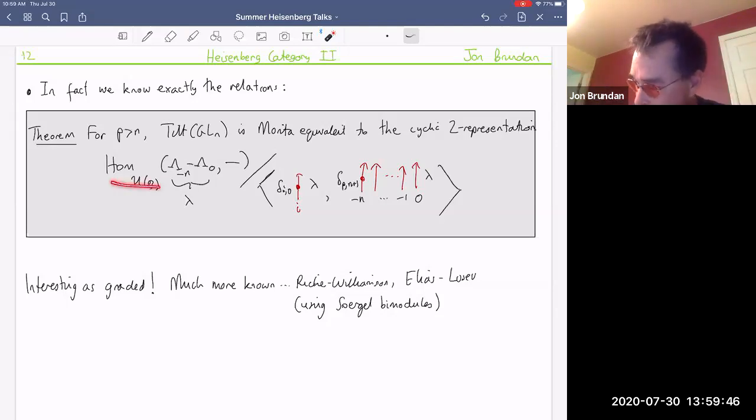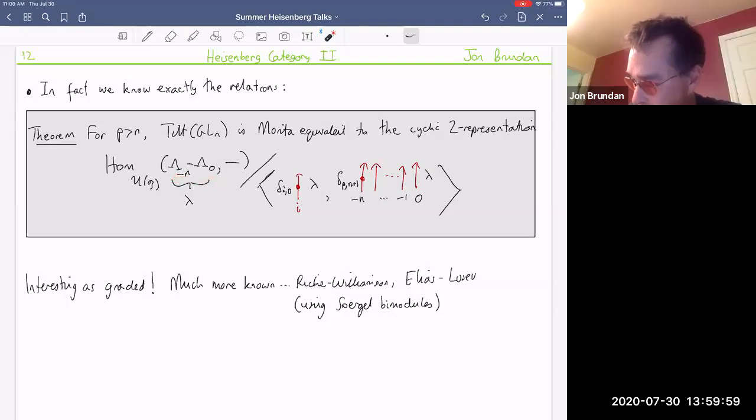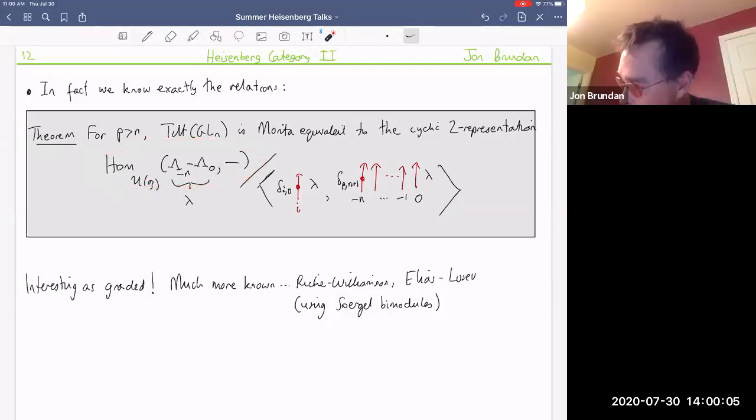So that's what this is. This is this universal cyclic 2 representation where I fix that particular weight. So it depends on n only. This involves n. And then it's the quotient of that universal one by these relations.